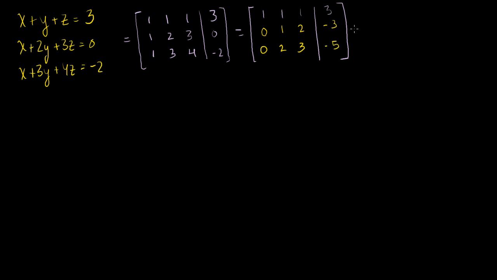So let's do it. I'm going to keep my second row the same. My second row is 0, 1, 2, and then I have a minus 3, and the augmented part of it. And to zero this guy out, what I can do is I can replace the first row with the first row minus the second row. So I get 1 minus 0 is 1.